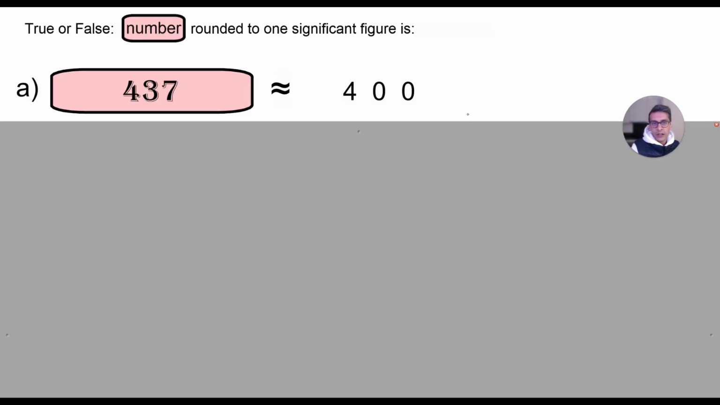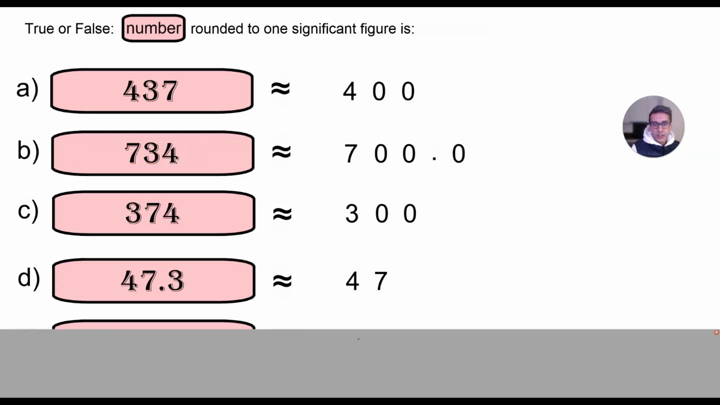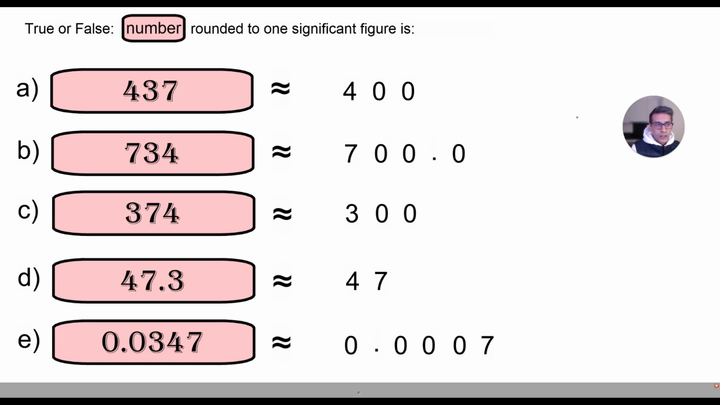Okay, let's do a true or false. Now I'm going to need you to pause the video and just decide whether these are true or false, and then I'm going to go through these one by one. So a tick or a cross, A, B, C, D, and E. Okay, so I hope you've had a go with this. I'm going to show you the answers now.